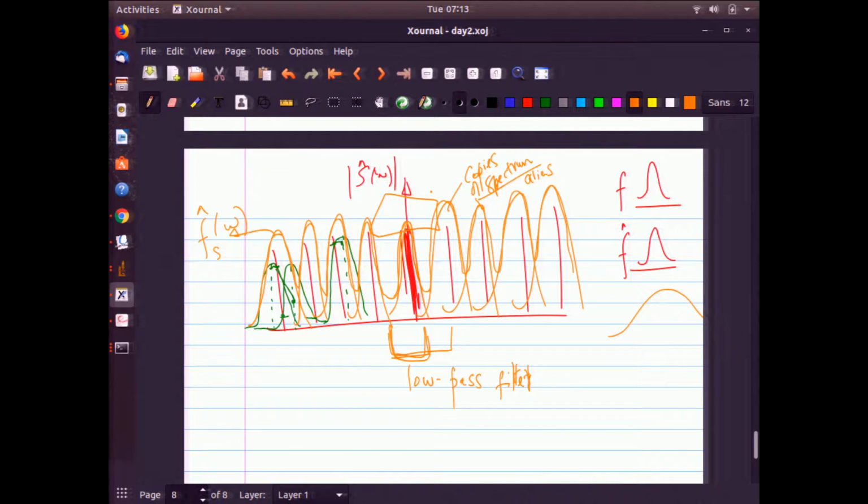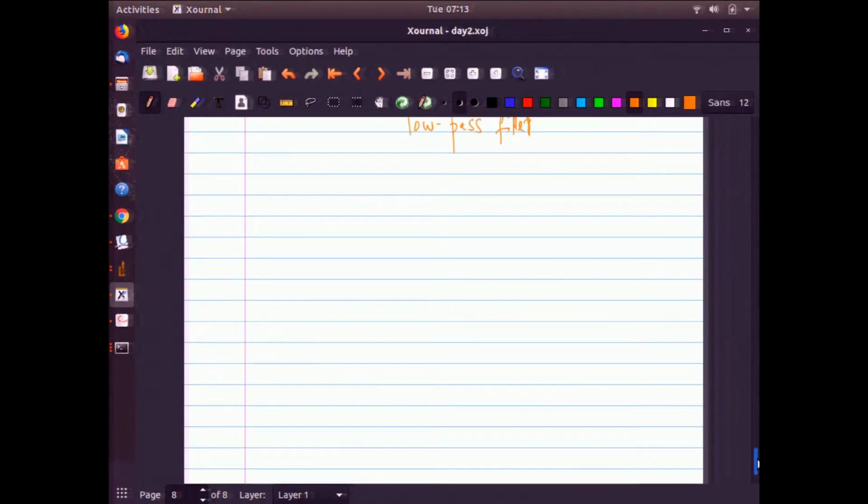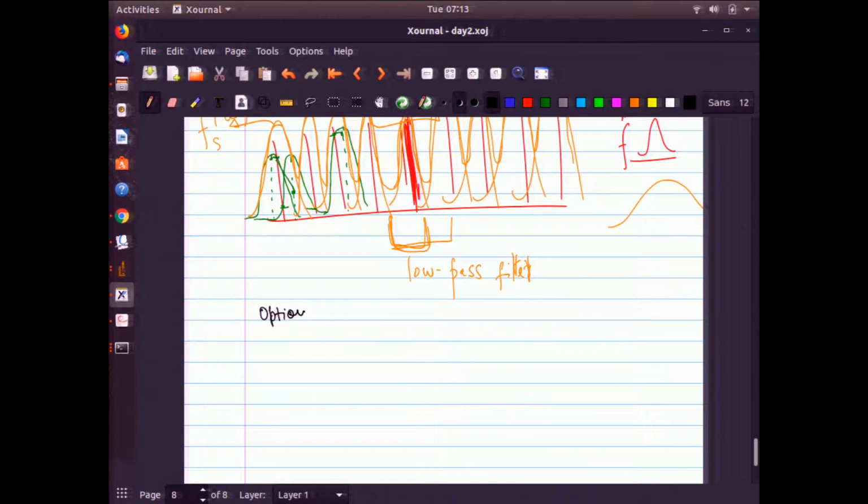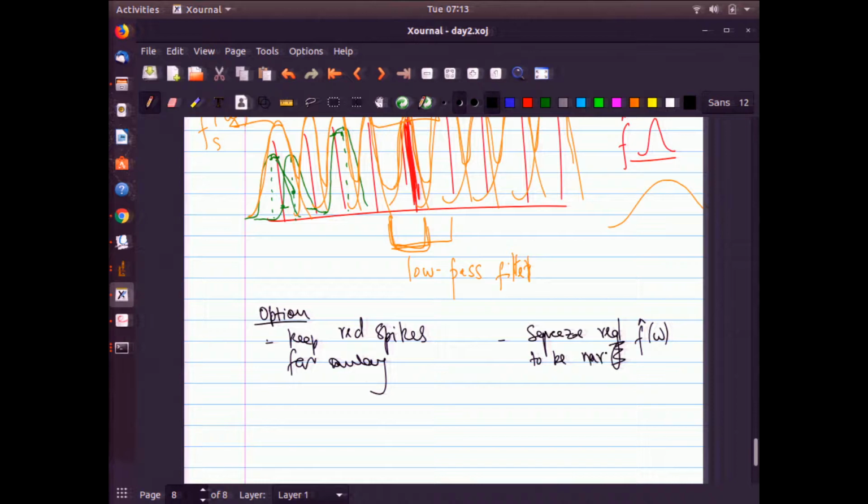Right? Now, what does it mean to keep the spikes really far away? So there are two options now. Option 1, keep red spikes far away. Or 2, squeeze red f hat of omega to be narrow. Right? If you do these, then after low pass, you obtain perfect reconstruction.